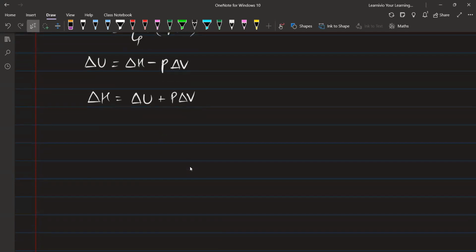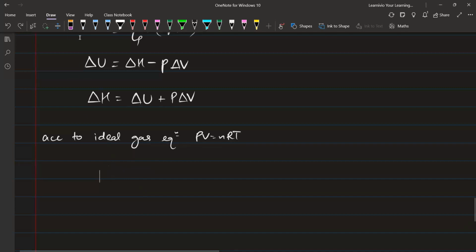Now, listen ahead. According to ideal gas equation, PV is equal to nRT. Let's suppose something is going from initial to final, a process happening from reactant to product. So here we can say that PV reactant is equal to number of moles of reactant into RT. Here we can say P into V of the product, volume of the product, is equal to number of moles of the product into R into T.